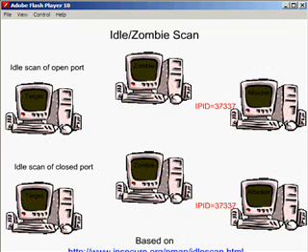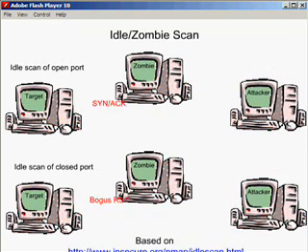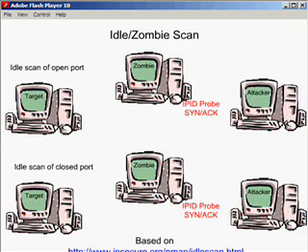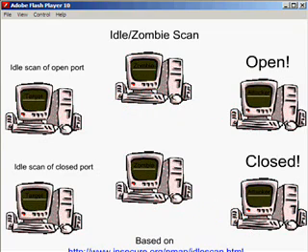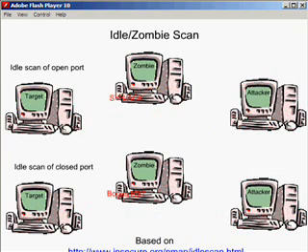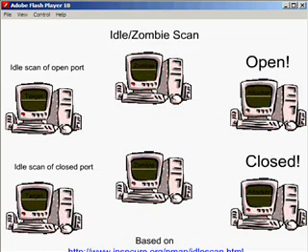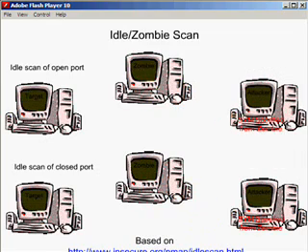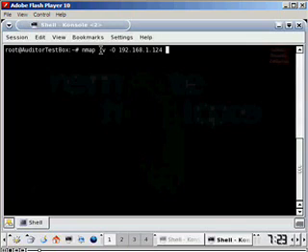Based on whether or not the zombie's IP ID is incremented, you can tell more or less whether or not that particular port is open on the target. If the IP ID is incremented, then the port's open. If the IP ID of the zombie is not incremented, then that particular port on the target host is closed. Click next for a video showing how to find a good zombie host.